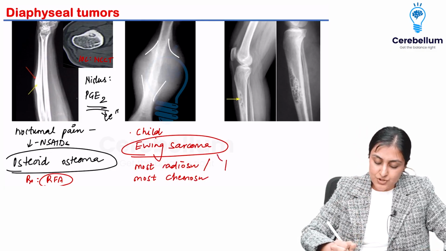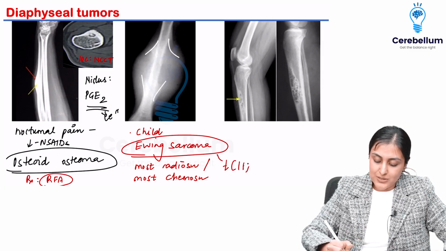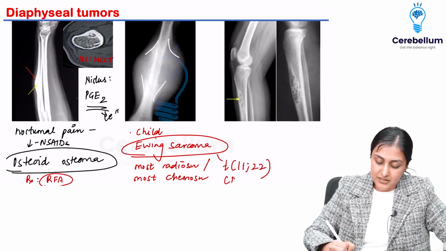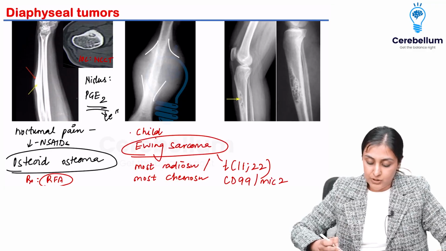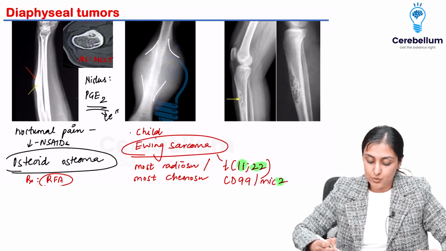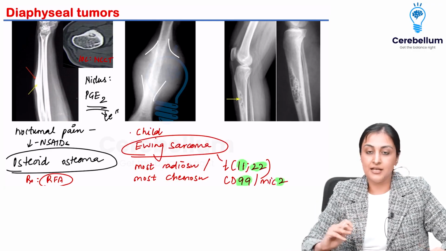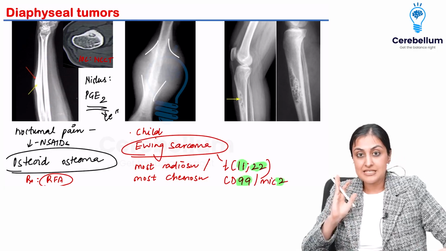In path, we also study translocation 11;22 with this. You know the markers are CD99, MIC2. If you need a mnemonic, you can remember 11 2s are 22, 11 table is 99. So that's how we can remember all of these features.